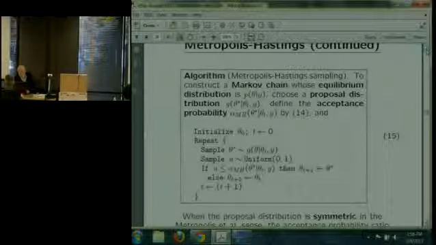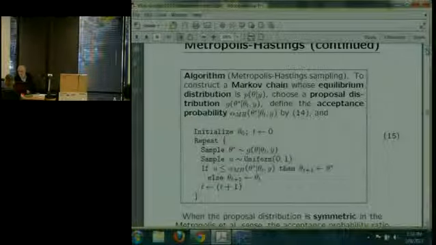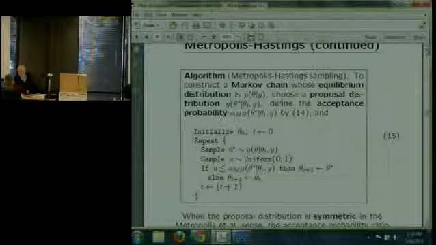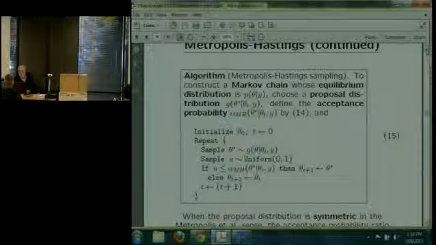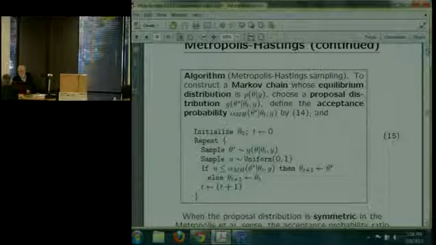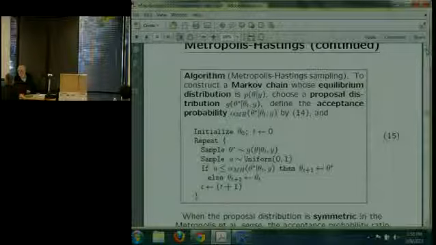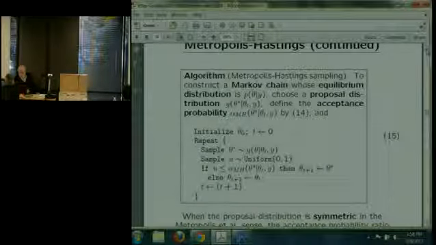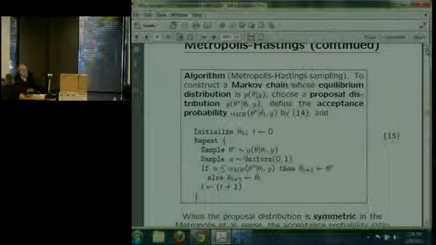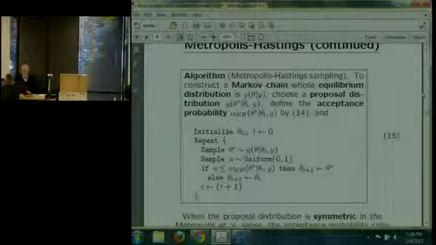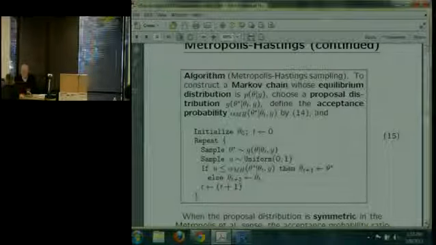And it turns out to work equally well for theta as any vector of finite length, because P of theta given y is just a posterior distribution in k dimensions. The proposal distribution is just a distribution in k dimensions. The acceptance probability is just a number. And now you go ahead and do everything that it says to do. So it works equally well for vector unknowns as it does for scalar ones.